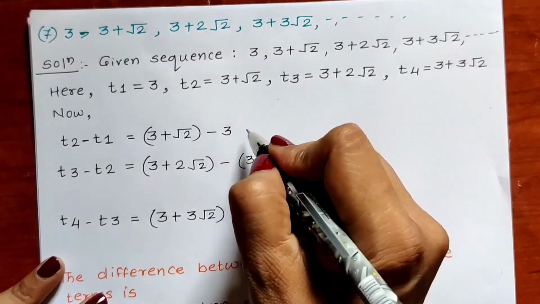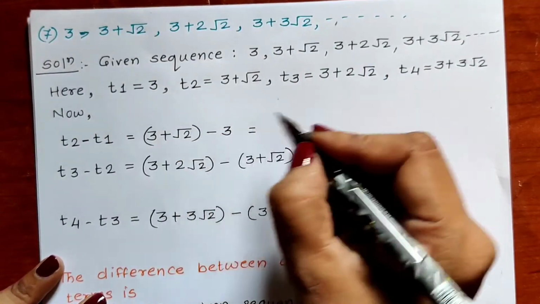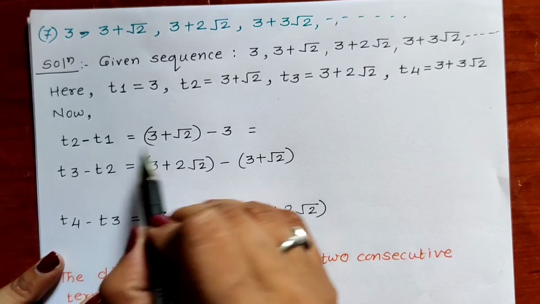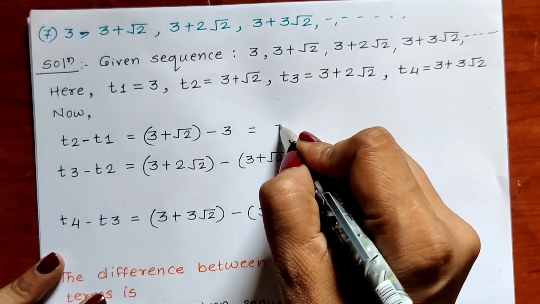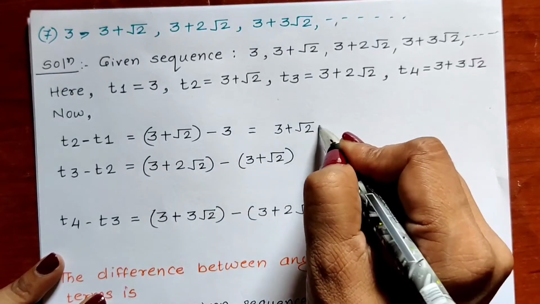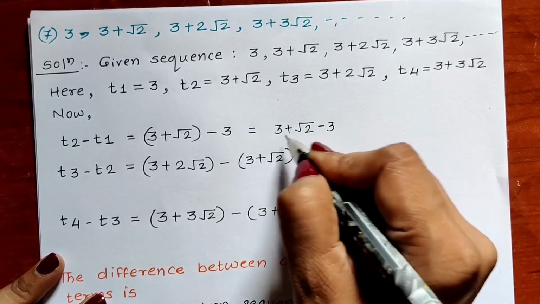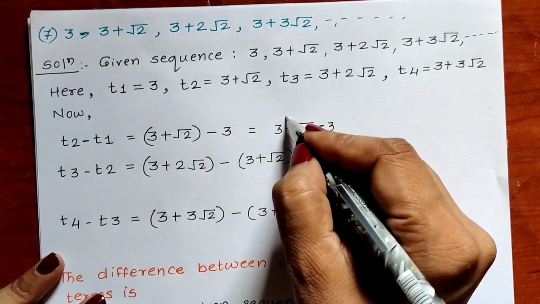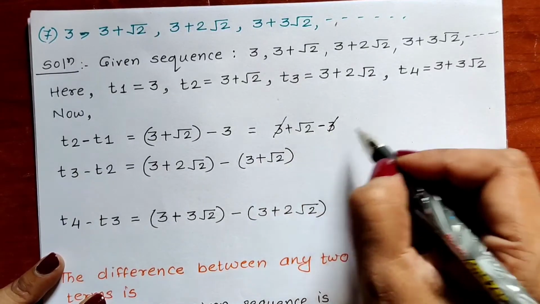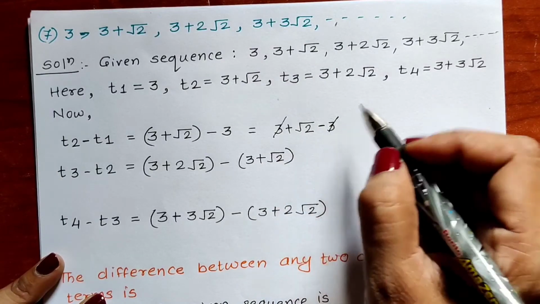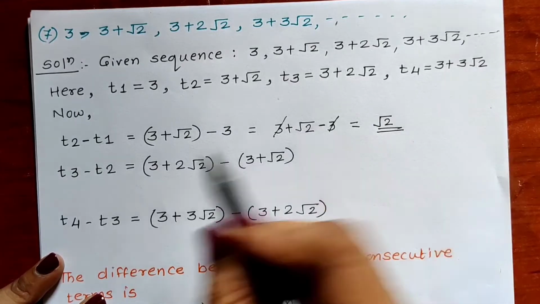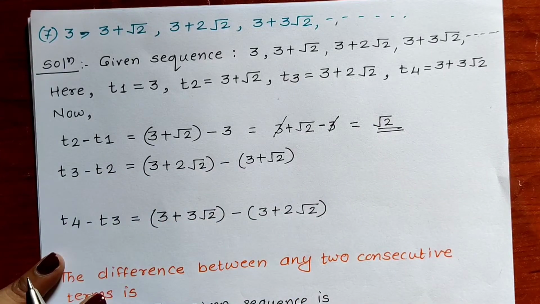So how to do this subtraction? Just remove the bracket of the second term t2, 3 plus root 2. So I am going to remove the bracket, 3 plus root 2, and then this minus 3 is there. We all know plus 3 minus 3 is 0, so let us cancel it. Plus 3 is cancelled with minus 3 and the answer is root 2. So the answer of t2 minus t1 is root 2.